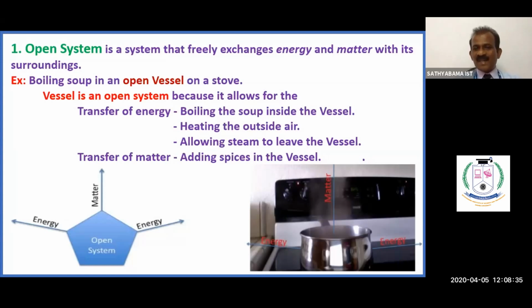Therefore, transfer of matter is possible. Then see the transfer of energy. If you place this vessel on the stove, heat energy is transferred into the food item. So after some time, if you touch the food item, you will feel hot. Similarly, if you place your fingers outside the vessel, those air particles also will be hot. So transfer of energy is possible with this open vessel. Therefore, this open vessel is called an open system.